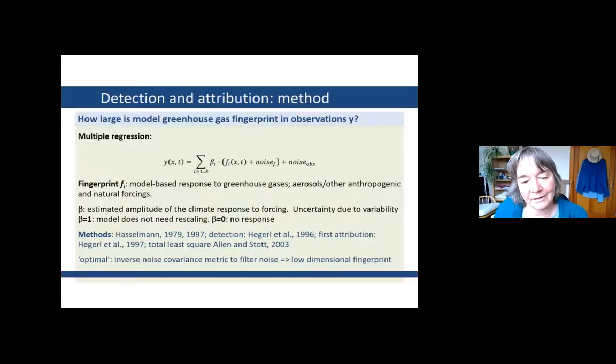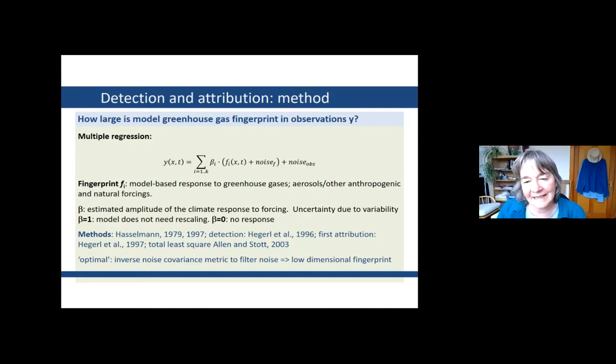This is the only method slide. I just want to throw the method up once as it's phrased now. It's basically the observations Y are linearly composed of the fingerprints F_i. So fingerprints in response to greenhouse gases, for example, only fingerprints in response to aerosols, fingerprints in response to volcanism, etc. Each of which contains noise, something that had been recognized much later, in the total least squares paper, Allen and Stott in 2003.